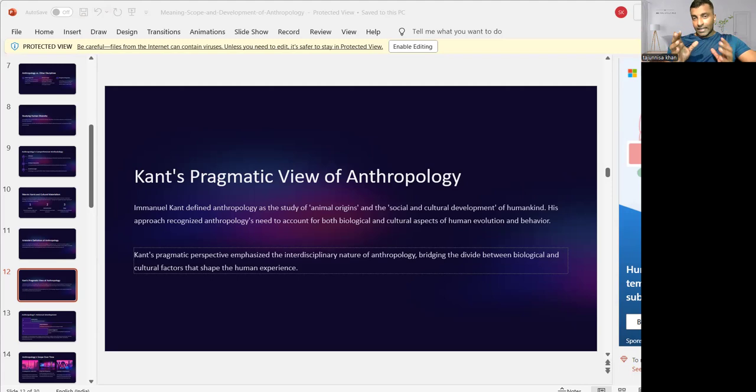Guys, these are the keywords. Again, I'm repeating: multidisciplinary or interdisciplinary or integrated approach or the holistic approach, multidimensional approach. Biological, cultural, social, behavioral, all these aspects are connected.